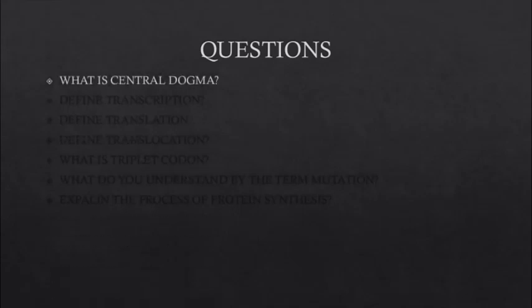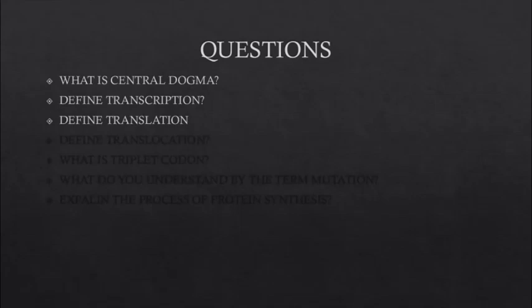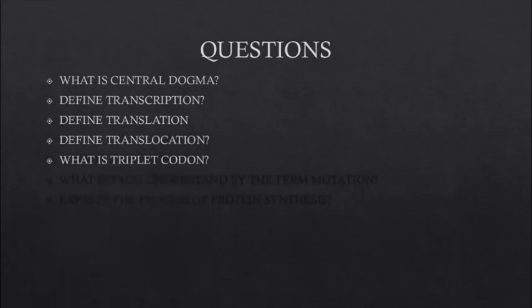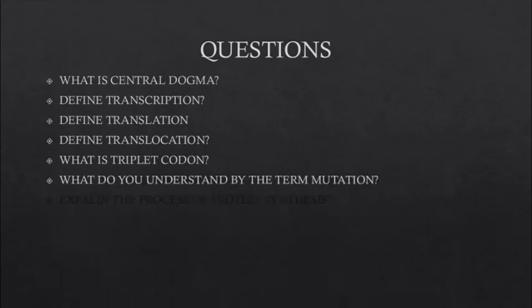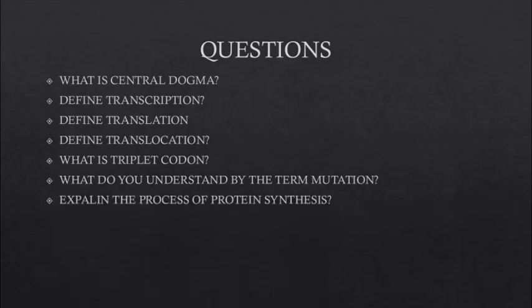Now here, I have mentioned a few questions. Try to answer them. And if you can't, try to find the answer from your textbook. What is central dogma? Define transcription. Define translation. Define translocation. What is triplet codon? What do you understand by the term mutation? Explain the process of protein synthesis.